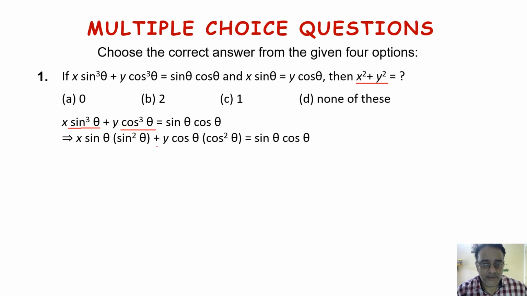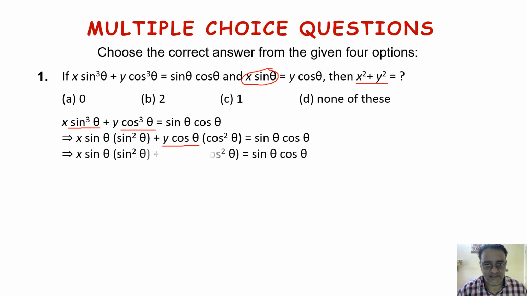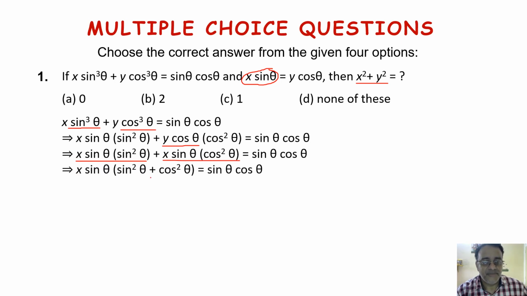Now we are going to replace y cos theta. So we can replace it by x sin theta. Right. Now from these two, what is common? x sin theta. Right. If we take x sin theta common, we'll get sin square theta plus cos square theta. Right. So the value of this is 1, so we'll get x sin theta is equal to sin theta cos theta. So sin theta we can cancel, and we'll get x is equal to cos theta.